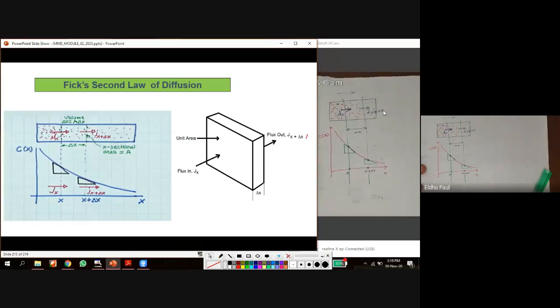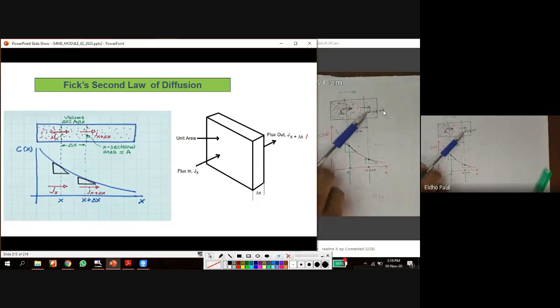Here I am going to apply Fick's first law at junction x and x plus delta x. What is Fick's first law? J is equal to minus D into dou c by dou x. Here we can see the concentration gradient is different. Dou c by dou x is different at x and x plus delta x.